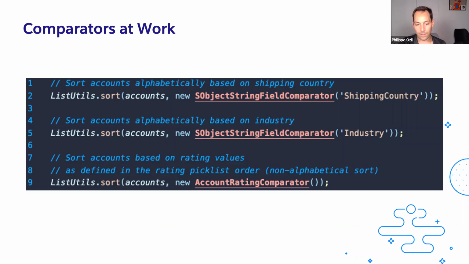There are three values, but the values are not ordered alphabetically. They're ordered by importance. So hot, of course, being the most important one, warm, and then cold. And so with that, you can write your comparator, which would sort the accounts based on the list order provided in the picklist definition. So let's take a look at how this works.